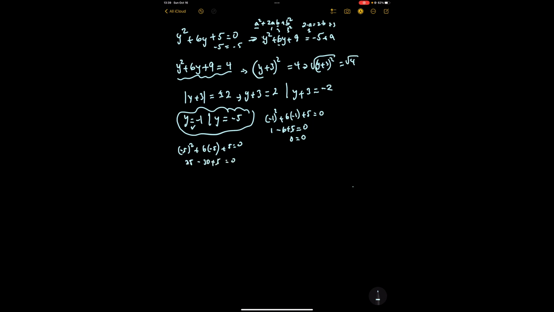Well, 25 plus 5 equals 30, minus 30 equals 0. Is that right? 0 equals 0. So that one is also checked. So this is how you actually do the completing the square. So now you can have that as the basis. Well, let's move on to another exercise.